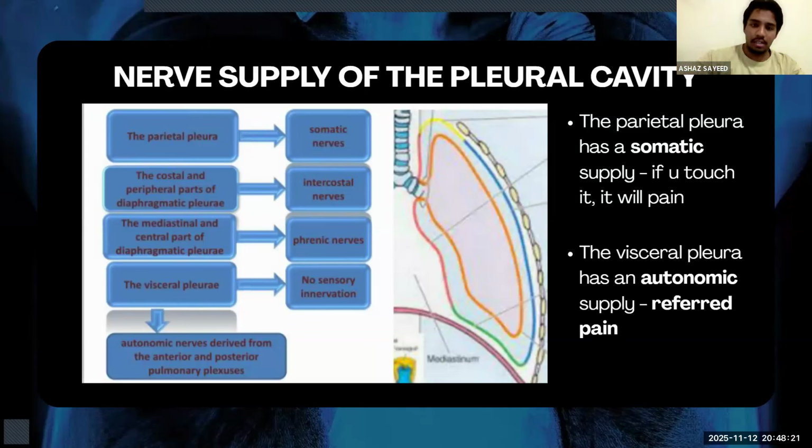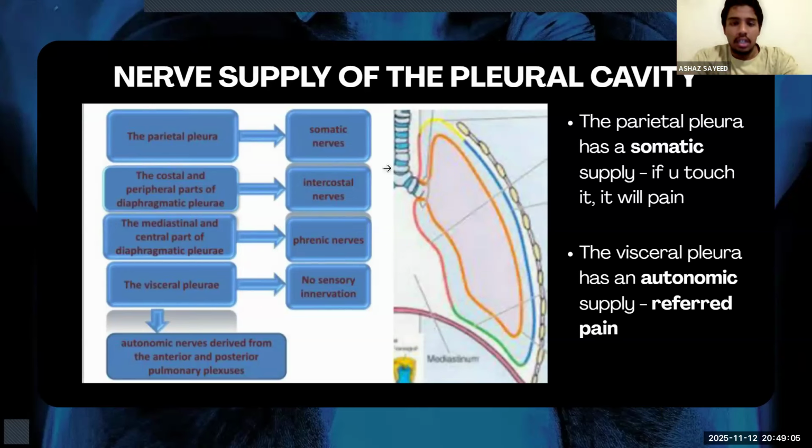It's going to have something called referred pain. My colleague Lotus will explain what referred pain is, but to summarize, it means you won't feel pain at the point of damage. You're going to feel it somewhere else. For example, if I poke my parietal pleura, I feel it right here. If I poke my visceral pleura, I'll probably feel it on the skin of my shoulder. Why is that so? It's because of dermatomes. Once you press here, you might trigger one dermatome, and the dermatome will have pain somewhere else, not at the exact same point.